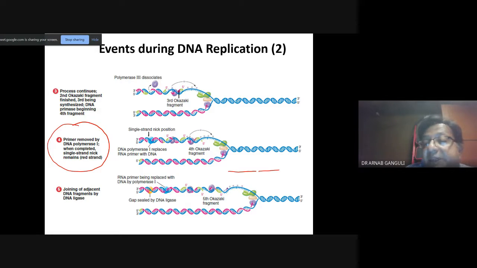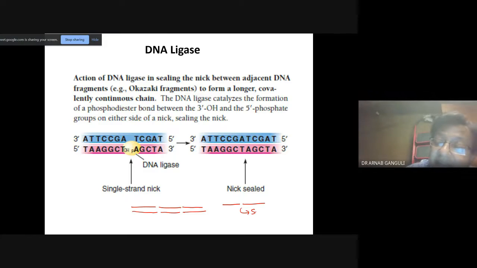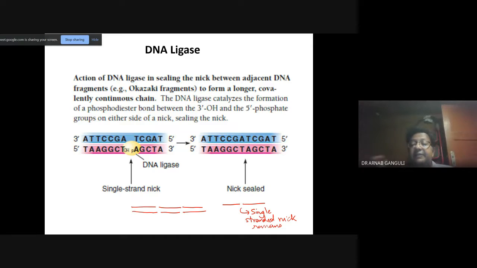So after the primer has been removed, this nick still remains, like we had seen in the former slide. This little single-stranded nick still remains. Nick remains here, but this is sealed by DNA ligase.